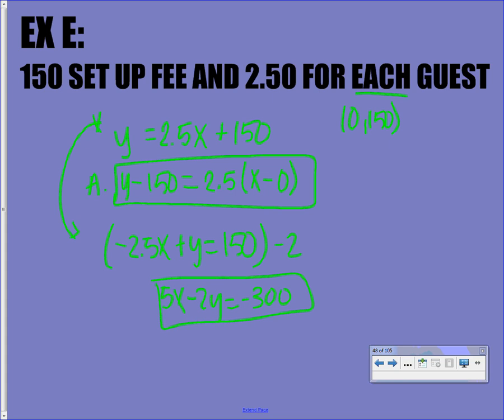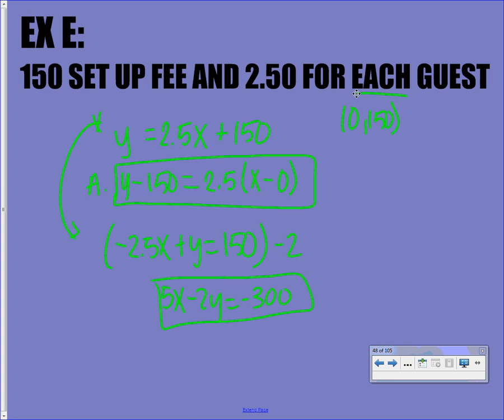You could have also multiplied there by something else, 4 if you wanted. Anything that cancels it out, so you have a whole number here. You could have a multiple of that, so maybe you got yours to be 10x minus 4y equals negative 600. That's not a big deal as long as you don't have a negative or a fraction.